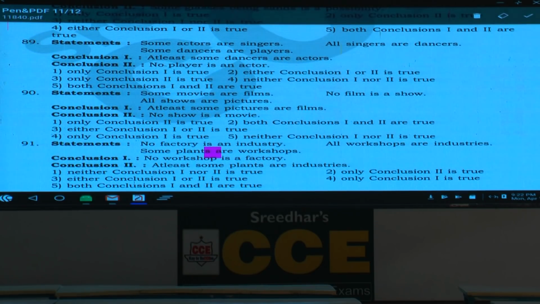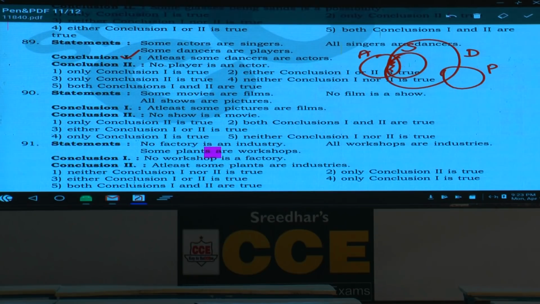Now in this question number 89, some of the actors are singers. Some actors are singers can be written like this, actor and singer. And all singers are dancers. And some of the dancers are players. Some actors are singers. All singers are dancers. Some dancers are players. Some dancers are actors. Dancer and actor, this is the intersection of these two. Some dancers are actors is true, isn't it?